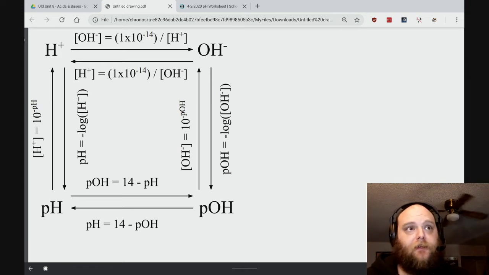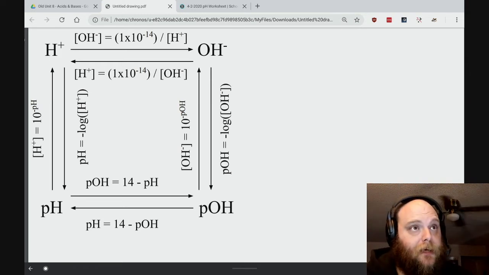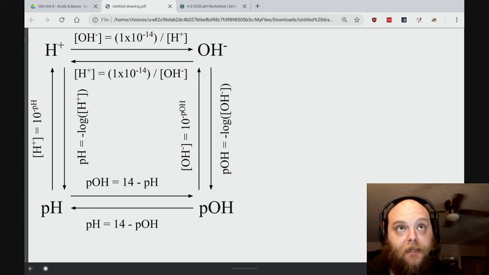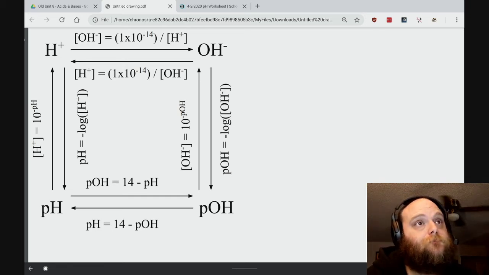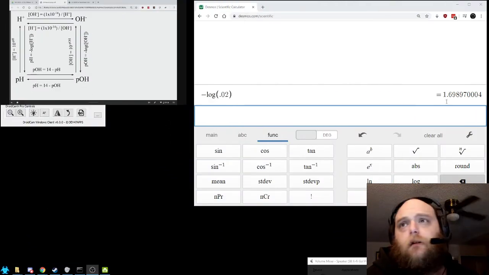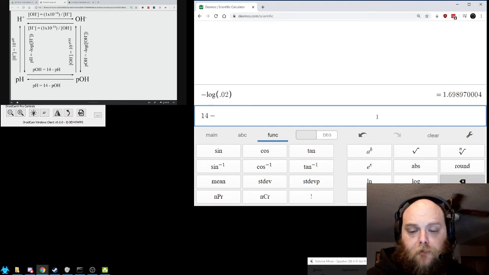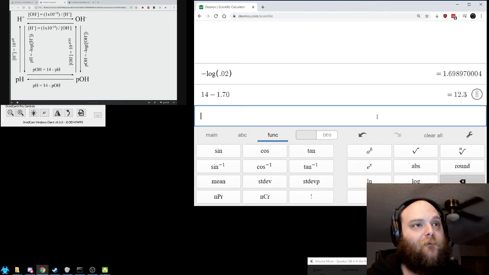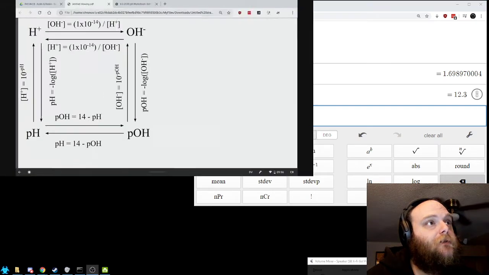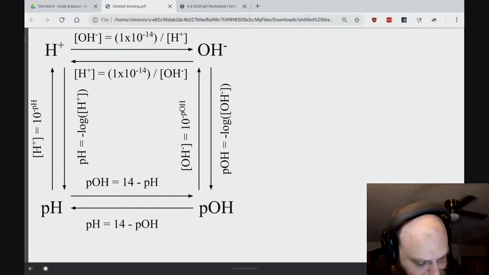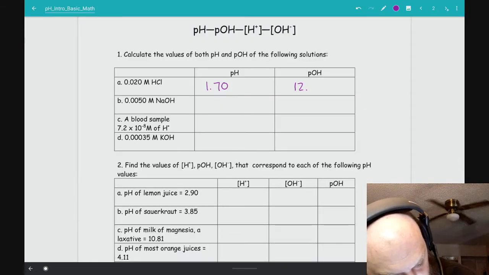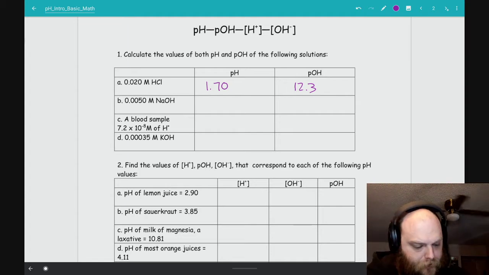So in order to calculate the pOH, we take 14 and subtract the pH, so the 1.70. We go back to Desmos and say 14 minus 1.70, and we get 12.3. So we go back to our little worksheet and we put 12.3. That's pretty self-explanatory.